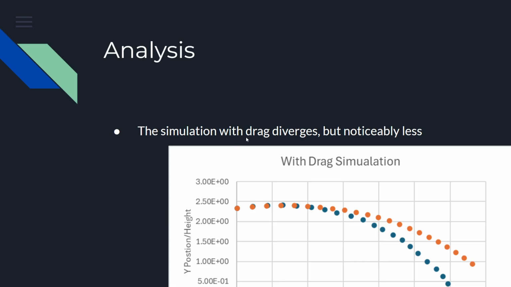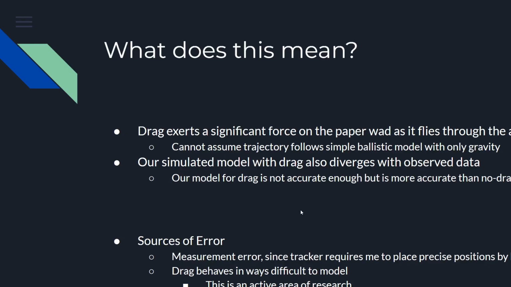Now the simulation with drag still diverges, but noticeably less. The real observed data ends at 3 meters, but the simulated one is like 3.5-ish. So you can see it actually aligns really well at the beginning, before 1 meter.